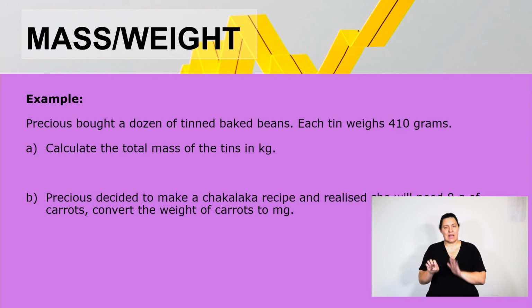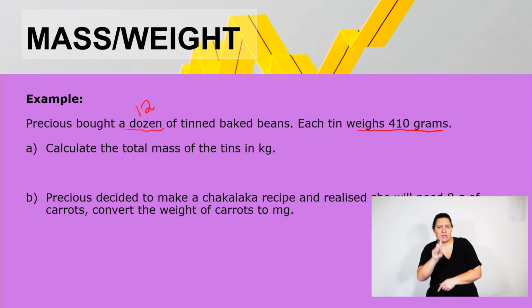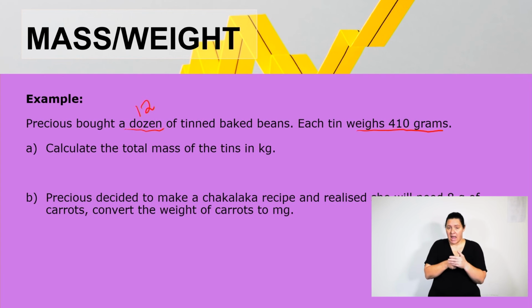Here is an example. Precious bought a dozen of tinned baked beans. Each tin weighs 410 grams. Very important that we take note of that dozen. Remember, dozen simply means 12. So Precious bought a dozen of tinned baked beans. Each means one, which weighs 410 grams.